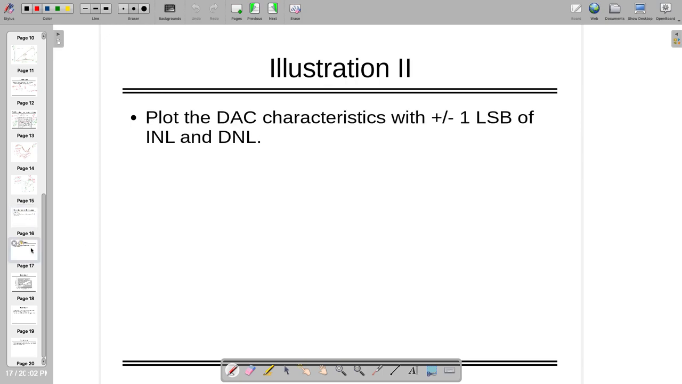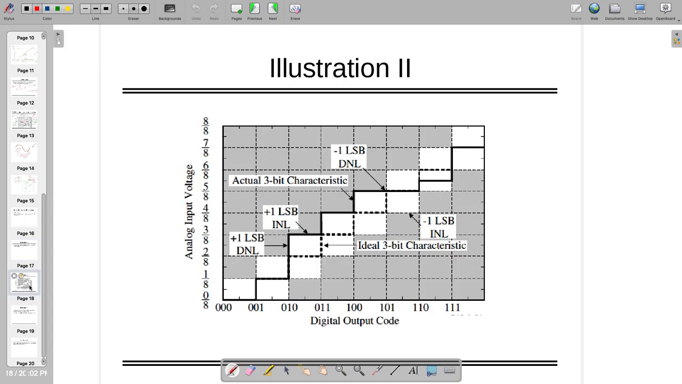Okay. So when you have, let's say, the ideal characteristic, it looks like this one, the dotted line, which is the 3-bit ideal characteristic, and the black solid line is coming from the designed DAC. This is the characteristic of the DAC, because digital is at the input side, the x-axis, and analog at the y-axis. By the way, this plot has been copied from Allen and Holberg.